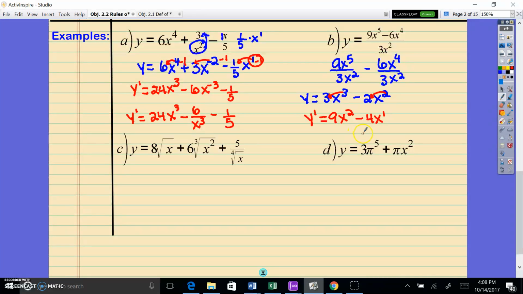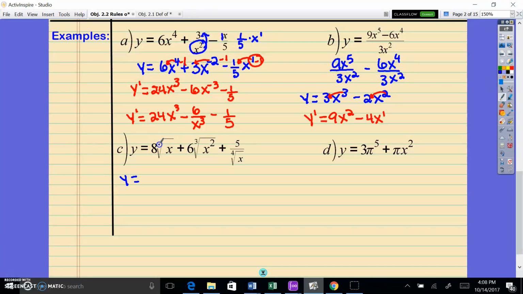All right, so C looks a little bit more difficult. Basically, we want to arrange this so that the power rule is easy to apply. So here we go. Again, this is not a derivative yet. It's just rewriting this so that I can use the power rule easily. This is just 8 times the square root of x.